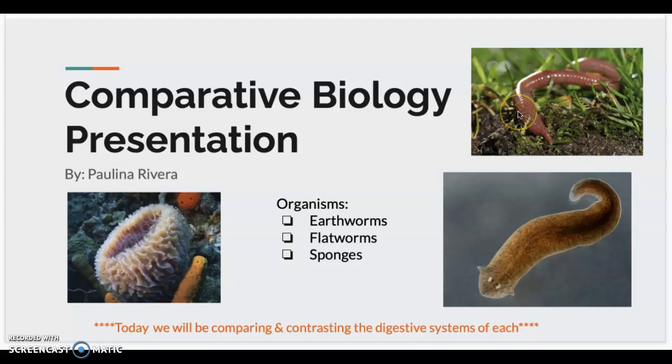So right here, we have pictures of each organism. On the top right, you will see an earthworm. You've probably seen one. They're pretty common. And then under that, we have a flatworm. And then right here, we have a sponge. Okay, so before we get into the digestive systems of each, I'm going to briefly explain each organism and what they are, to hopefully give a better understanding of the presentation.